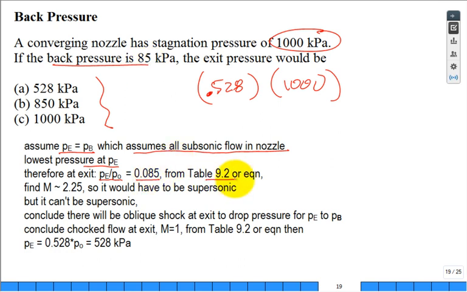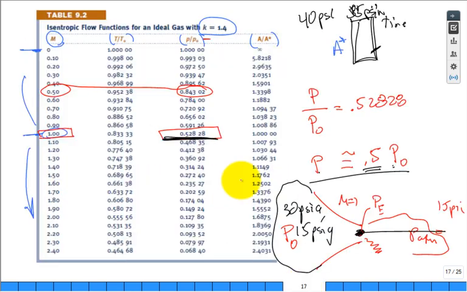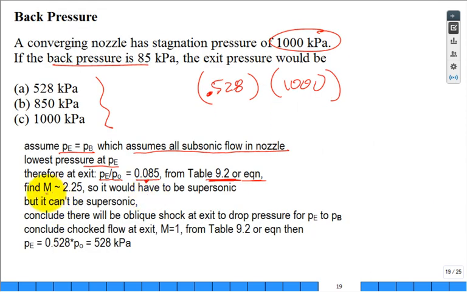is 85 over 1000, 0.085. We go to the table, 9.2, or the equation. All that table does is plot the equation. You have to remember that number, 0.085. We look for 0.085. For my exit pressure to be 0.085 of the stagnation pressure, I have to come out at 2.2 something Mach. So I conclude that it's around 2.25, just eyeballing it.